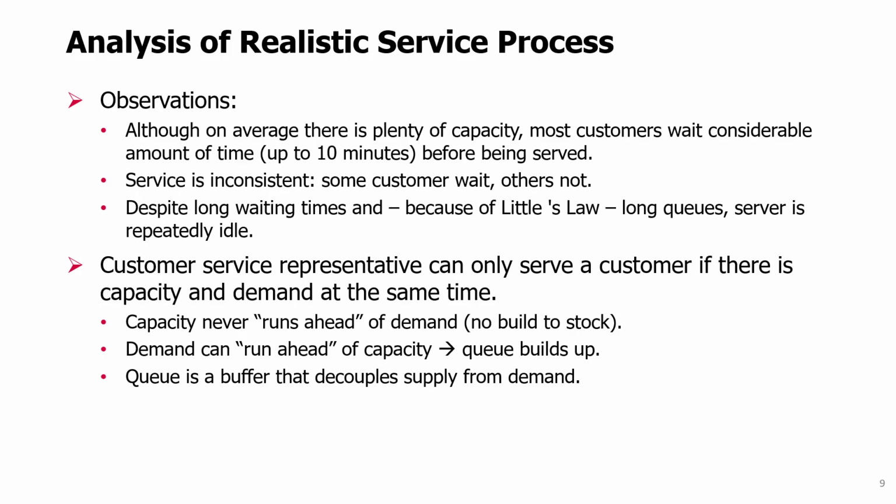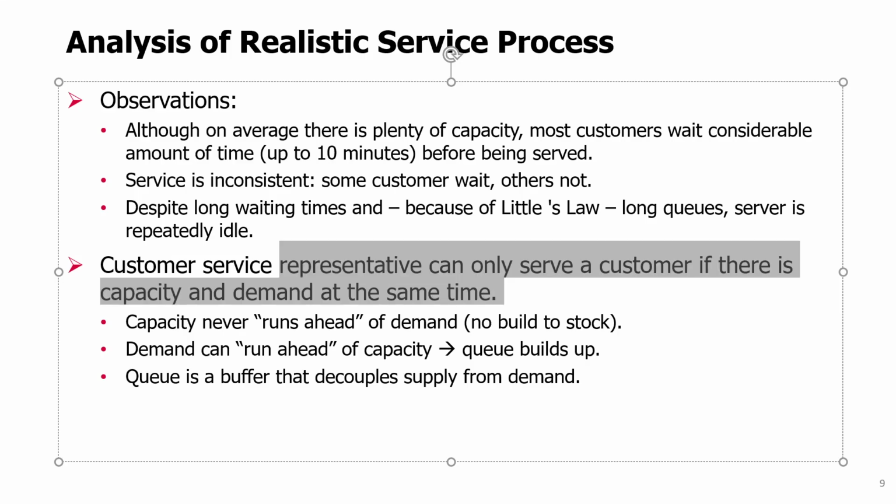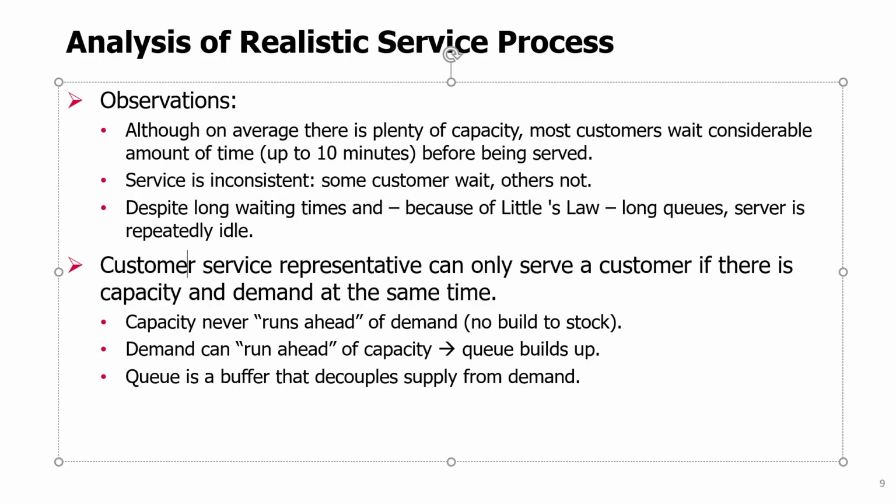The reason for this is the customer service representative can only serve one customer, and only he, or she, can serve if there is a customer and if the server or the employee is available, right? So for the service to occur, both the server and the client must be available at the same time. Capacity can never run ahead of demand. If we have available capacity, we cannot somehow answer the customer's demand that will call in a few minutes. We can only answer the question when the customer calls, right?